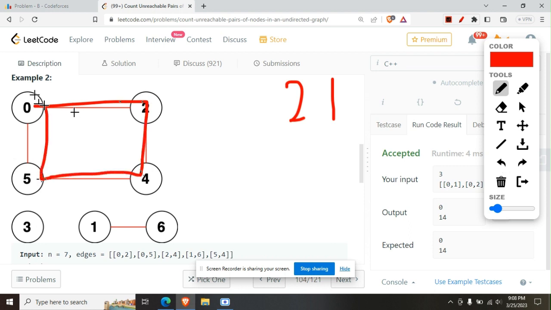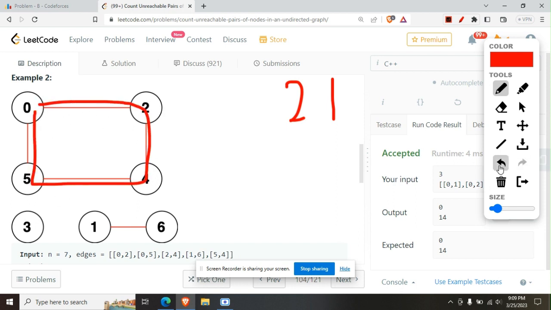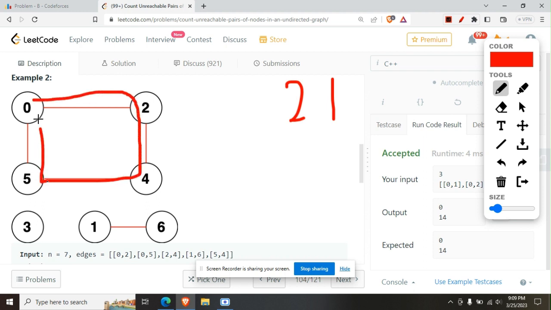That means this 0, 2, 4 and 5, how many total nodes are there? There are 4 nodes, and these nodes are connected to each other, right? That means these guys can form a pair. Obviously not, because in the question they have said we need to find the number of nodes that are unreachable. That means let's just say 0 to 3, because these are unreachable, but 0 to 2 and these are all reachable, right? So we just need to find the number of connected components.